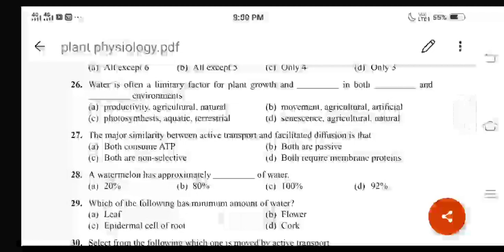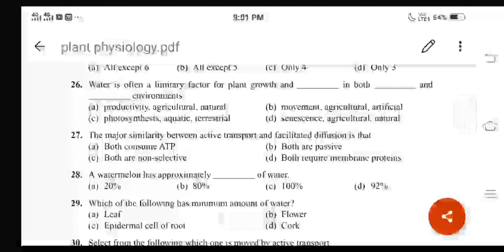The major similarity between active transport and facilitated diffusion is that. Okay, what is that one? The options are like this: both consume ATP, both are passive, both are non-selective, both require membrane proteins. Here option D is the correct answer. The major similarity between active transport and facilitated diffusion is that both require membrane proteins, right? Option D is the correct answer.